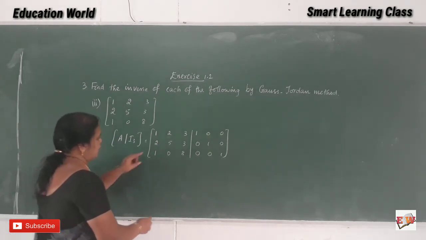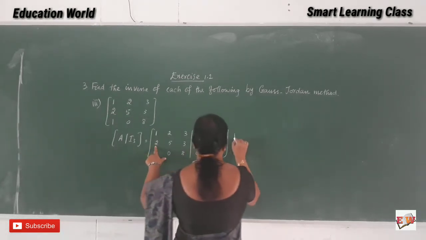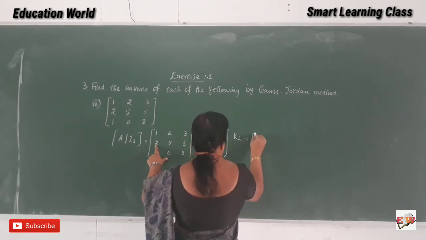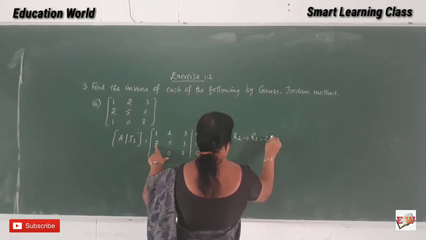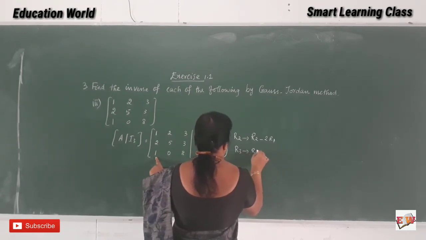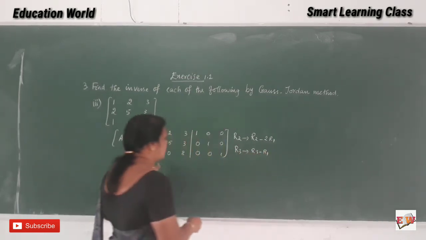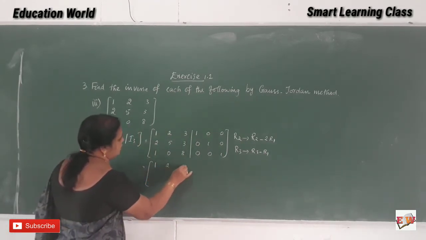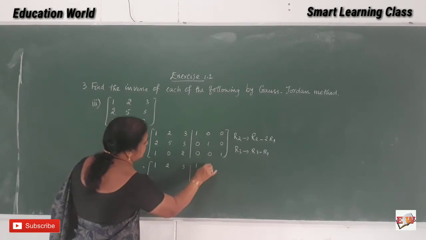So now I am going to take R2. Why? Because here 2 is there. R2 minus 2R1. And R3 minus R1. See, 1, 2, 3, 1, 0, 0.